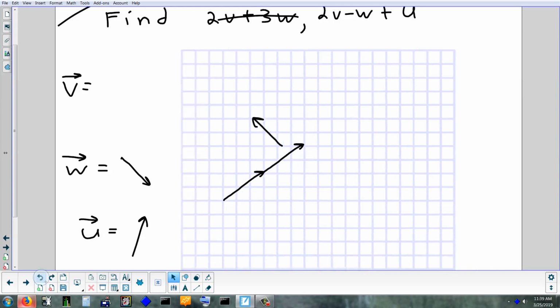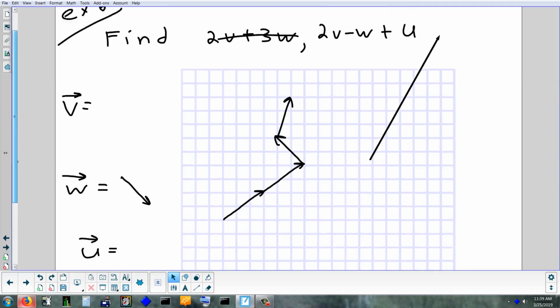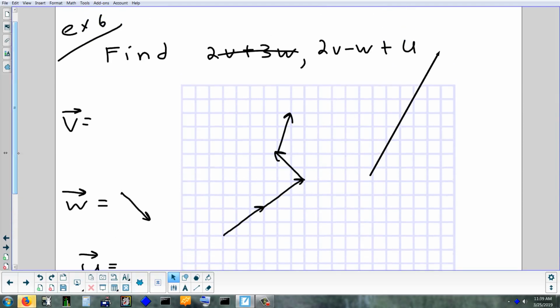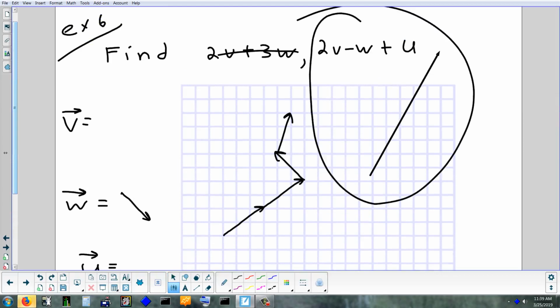All right, so there's 2v. There's minus w. And what do I need to put onto the minus w? U. Let's put that. And there we go. And now connect where you started to where you stopped. Start to stop. And that's the answer. 2v minus w plus u. Questions on that?